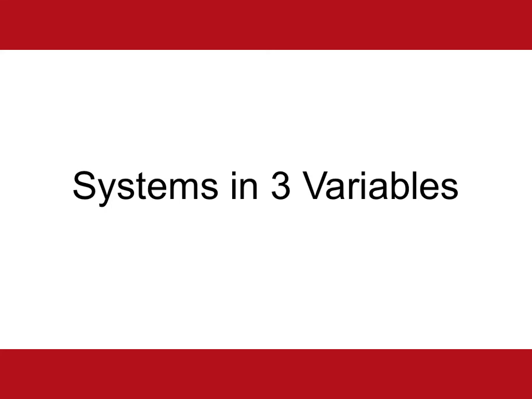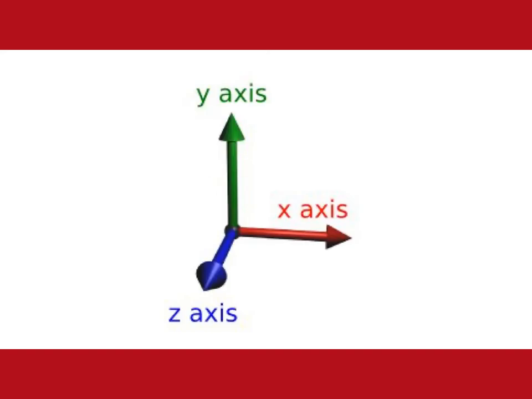Let's look at how to solve a system that has 3 variables in it. And this is because we do not live in a flat world. We live in a 3-dimensional world, so not only is there an x and y axis that you're so familiar with, there's also a z axis. So notice that I have a system in 3 variables and there are 3 equations.